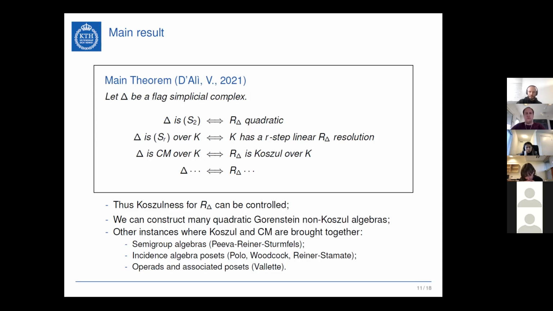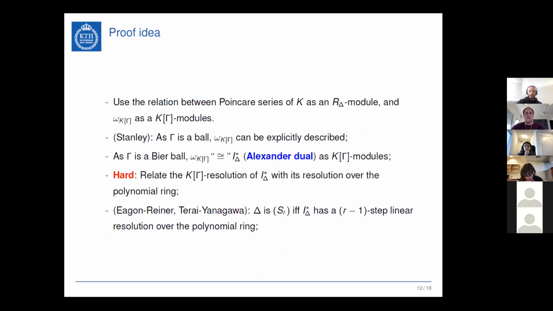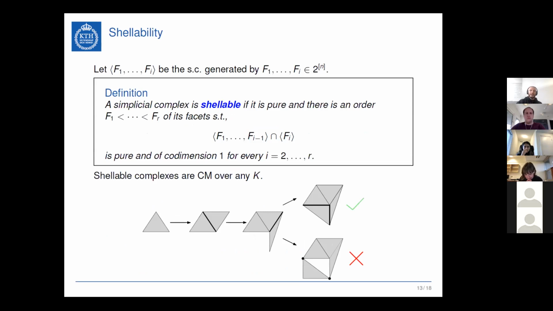Okay. Let me see how I am doing on time. Yeah, I think I will skip the proof idea and eventually get back to that if there are questions. Now let me fill in the last gap in the main theorem.